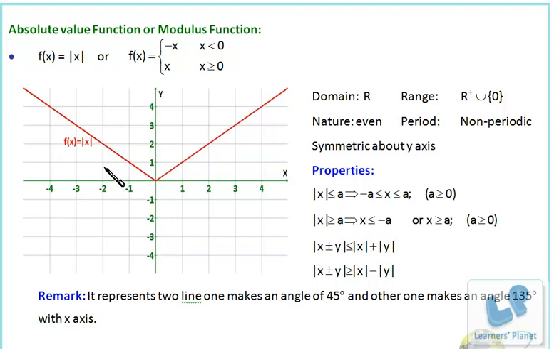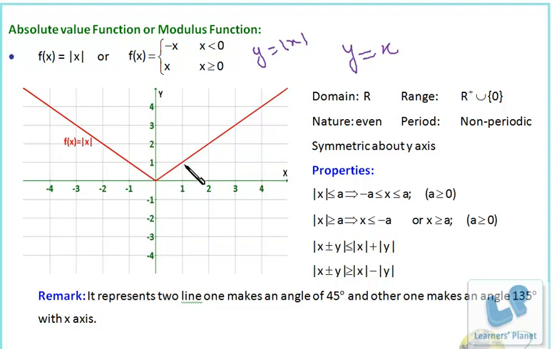Now friends, in the previous session we discussed the graph of a straight line, that is y is equal to x. We call that the identity function, a straight line passing through the origin. Now this is y is equal to modulus of x, right? The modulus function means the value of y will always be positive, whether x is positive or negative. So the graph will be on the upper side of the x-axis only, right?